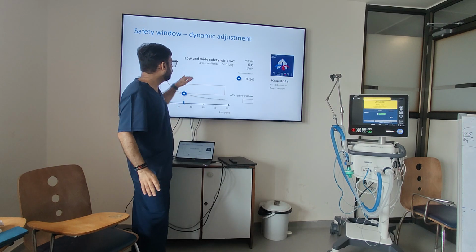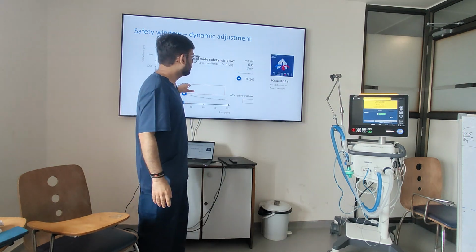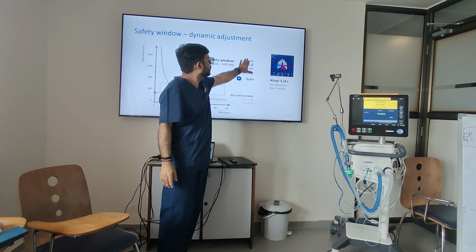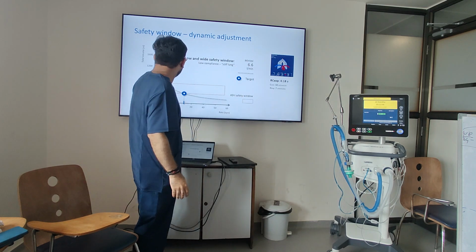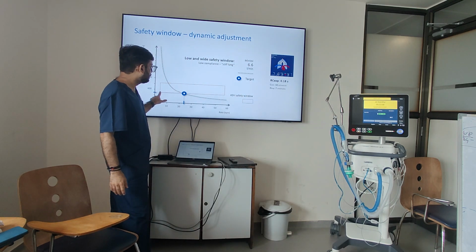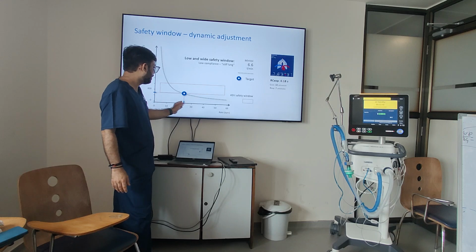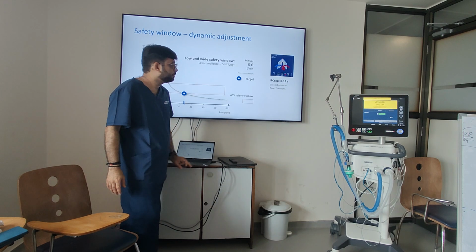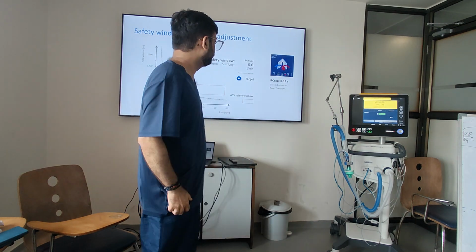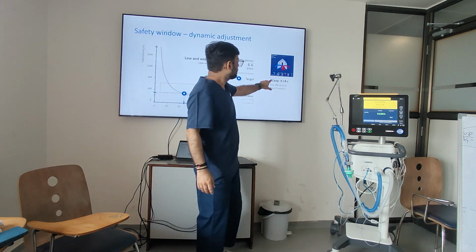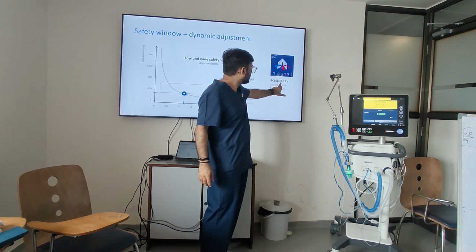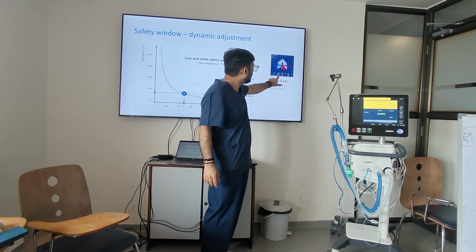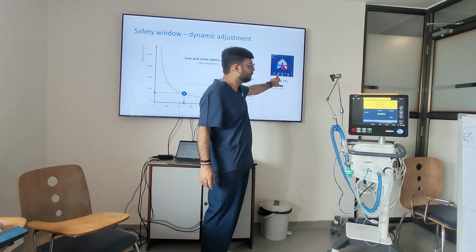Now suppose you have a low and wider window. That means your target is the same, but the machine is delivering a lesser volume. It has targeted lesser volume and higher rate. Now if you see here, higher rate with lesser volume means the RC expiration is low, means it is a stiff lung. It's ARDS. Here you see the RC expiration is 0.18 and the compliance is too less, 18 only.